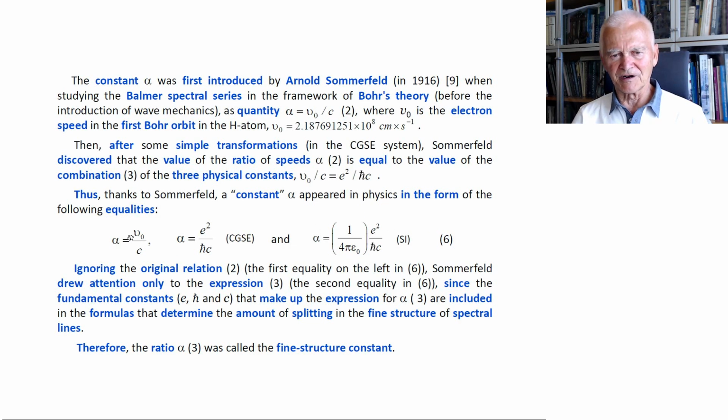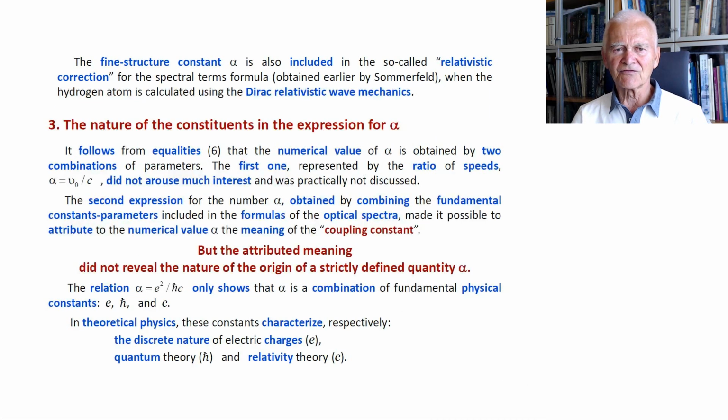Ignoring the original relation, Sommerfeld drew attention only to this expression, since the fundamental constants e, h bar, and c that make up this expression for alpha are included in the formulas that determine the amount of splitting in the fine structure of spectral lines. Therefore, the ratio alpha was called the fine structure constant. The fine structure constant alpha is also included in the so-called relativistic correction for the spectral terms formula obtained earlier by Sommerfeld, when the hydrogen atom is calculated using Dirac relativistic wave mechanics.